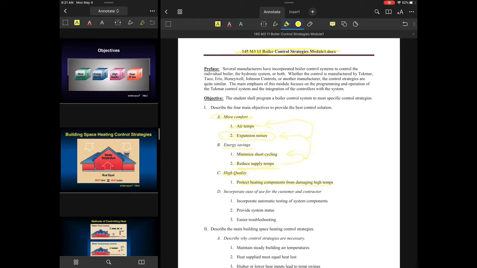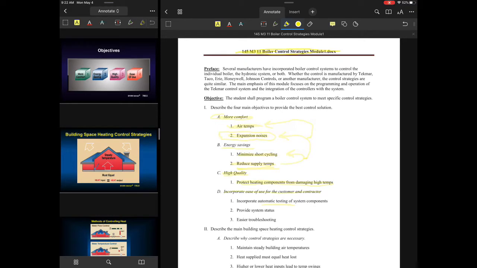Quality, that's kind of a salesy thing when talking about high quality. And yes, we're certainly going to try to protect systems from excessive temperatures and things like that. But I'll leave that as is. Item D, incorporating ease of control for the customer and the contractor. Absolutely, that's really to our benefit.